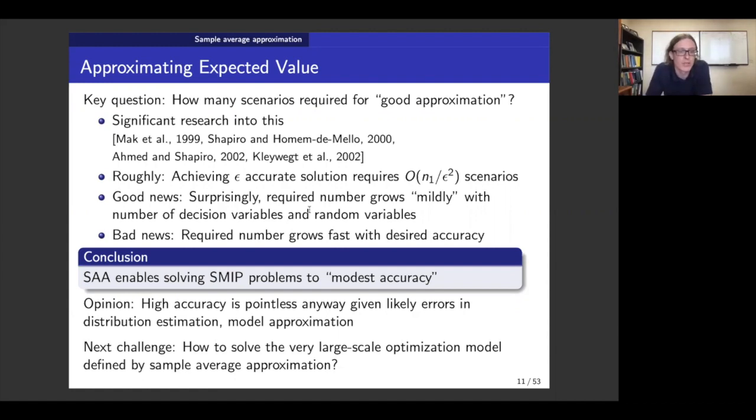Now, the bad news is if you want to get really high accuracy solutions, so if I want to make that epsilon very small, you have this 1 over epsilon squared term there, and that's going to make the number of scenarios really large, right? That's the bad news, and that's inherent in the fact that we were doing a Monte Carlo approximation. This is what you could hope to get out of such an approximation. And so the conclusion that I draw from this is, as long as you're willing to accept modest accuracy solutions, so I let epsilon be like 5%, or maybe 1%, then I'm not getting terrible with the number of scenarios that I need. If I tried to push epsilon down to 0.0001, then sample average approximation is not going to be suitable. But if I'm willing to accept modest accuracy solutions, this methodology can work very well.